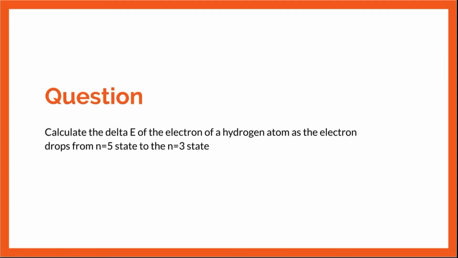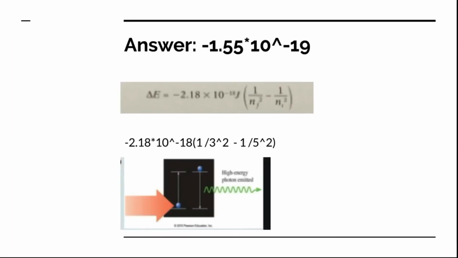So let's do one question. It says calculate the delta E of the electron of a hydrogen atom as the electron drops from the n equals 5 state to the n equals 3 state. You can pause it or you can see what I have done. Our answer is negative 1.55 times 10 to the negative 19th, and I just used that simple equation that I highlighted in the previous slides.